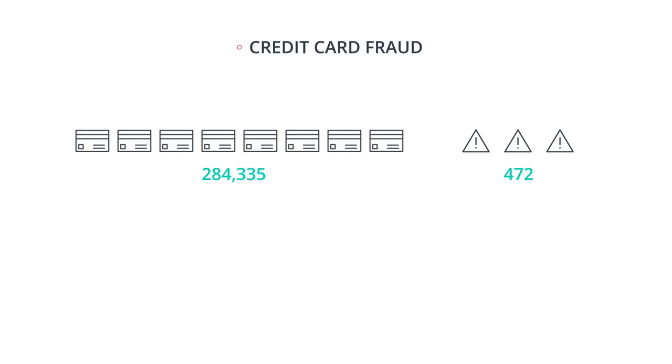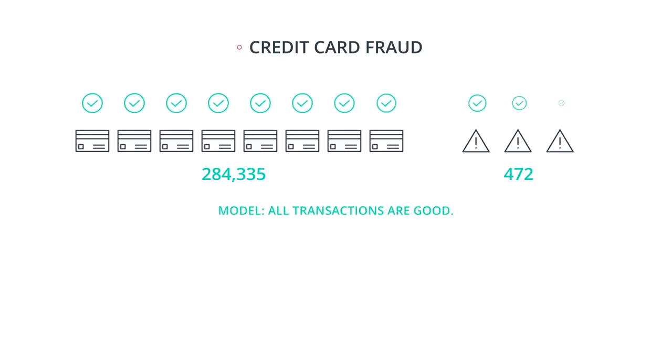So here's a model that has over 99% accuracy, which means it is correct over 99% of the time. The model says all the transactions are good. Now, what is the accuracy of this model? Namely, how many times are we correct? Well, we're correct 284,335 times out of 284,887 times, and that is 99.83%. So this model must be pretty good if its accuracy is that high, right?